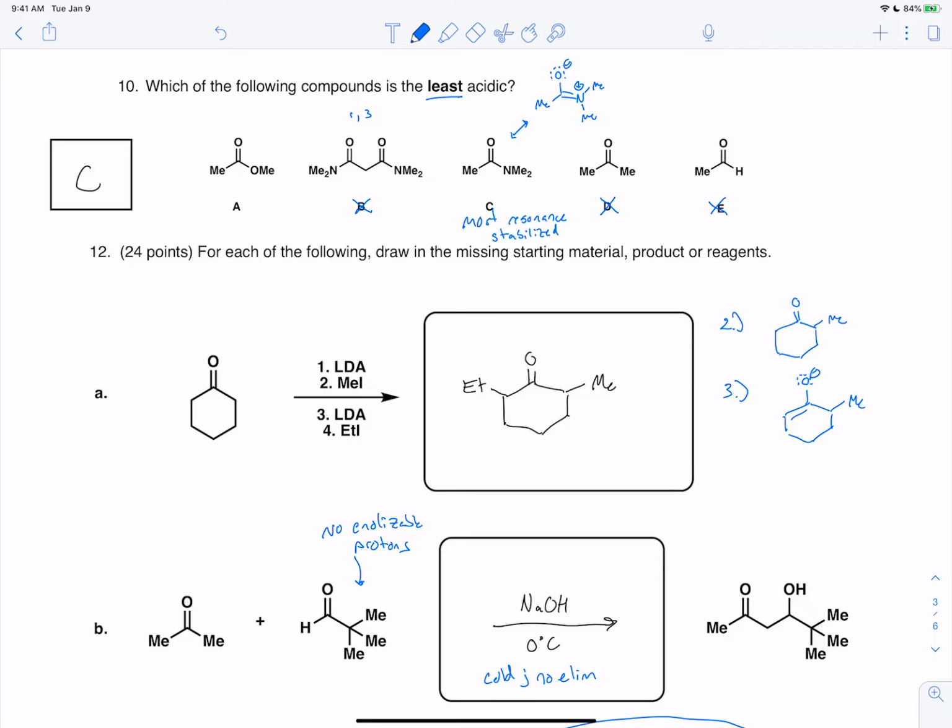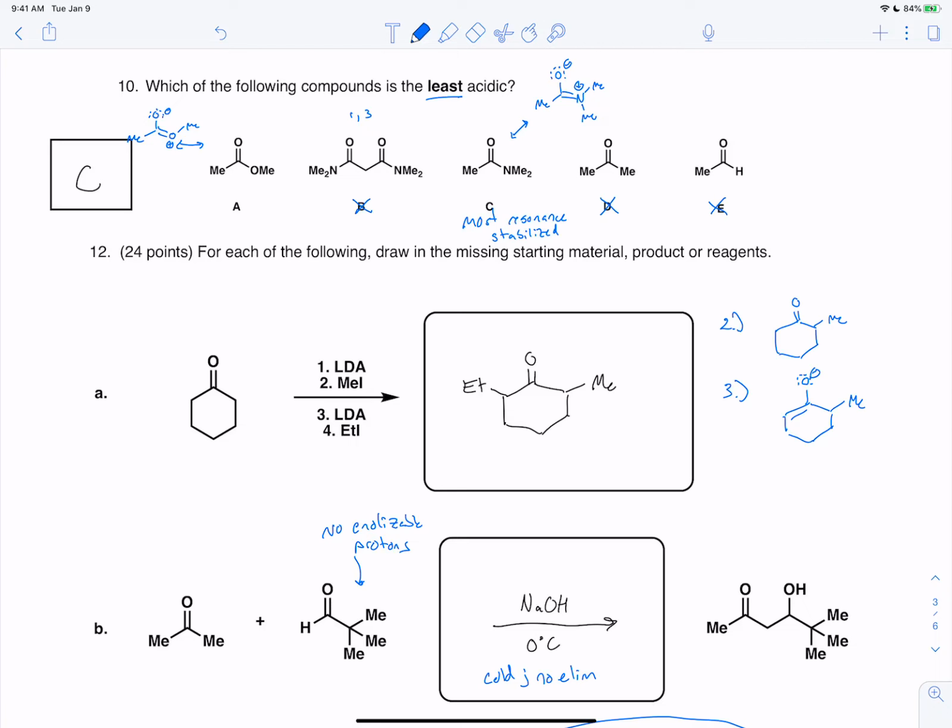And now we have A versus C. So we haven't explicitly talked about the pKa of an amide before. But what we have discussed is why is an ester less acidic than a ketone? And that had to do with the resonance structure of the ester and how when you deprotonate an ester, it loses this nice stabilizing resonance interaction.